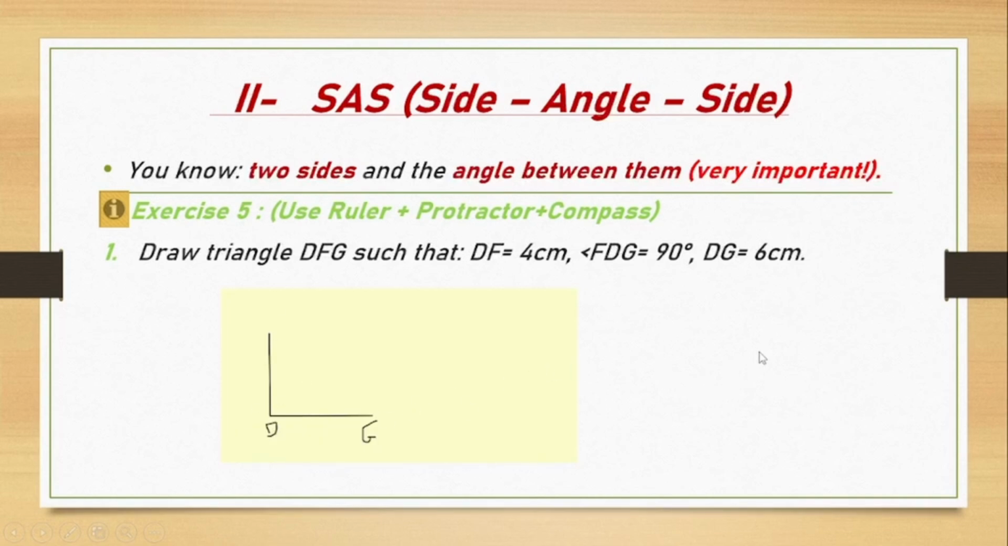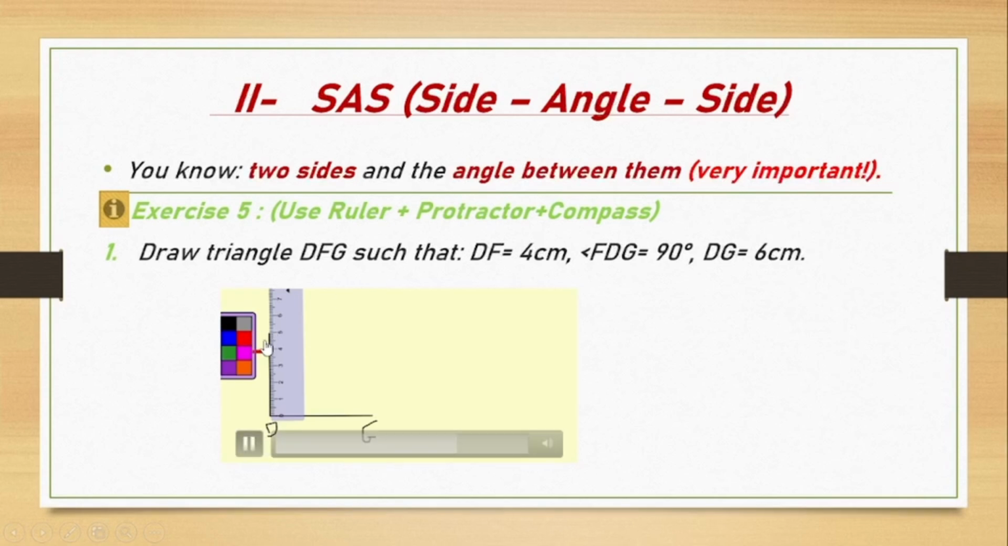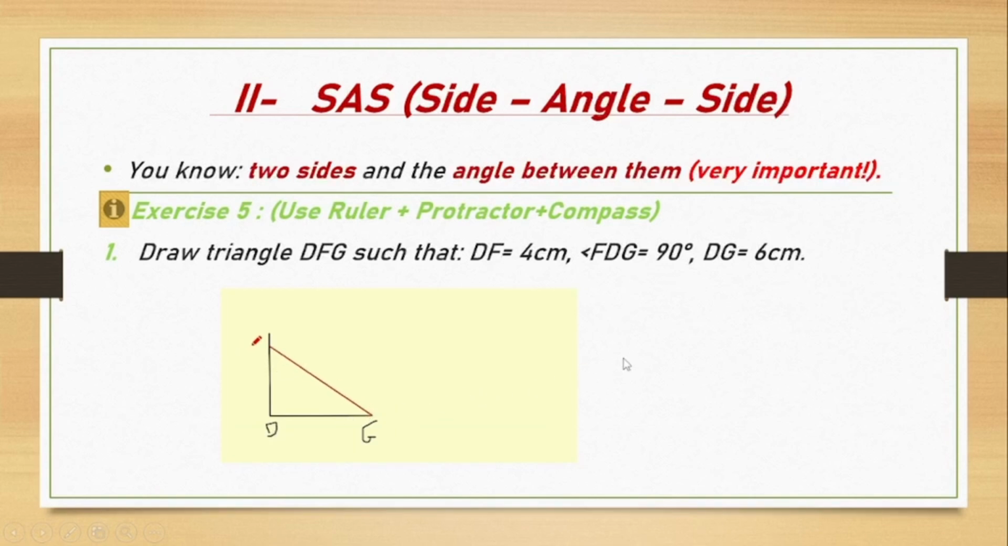Then using the ruler, measure DF equal 4 cm. Mark at point 4 cm and from point F, draw a line to point G. And our triangle is ready.